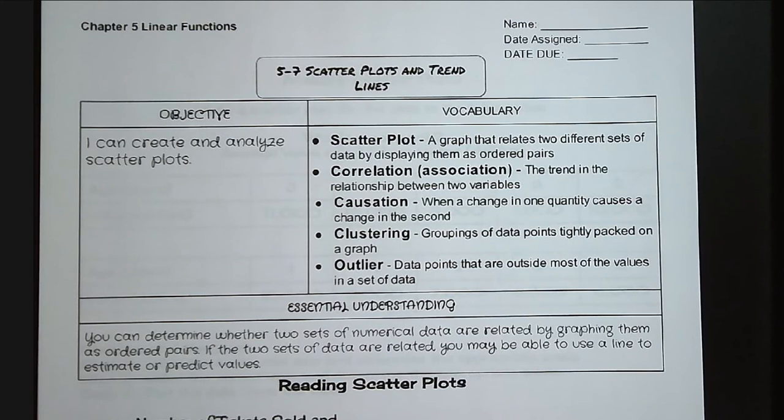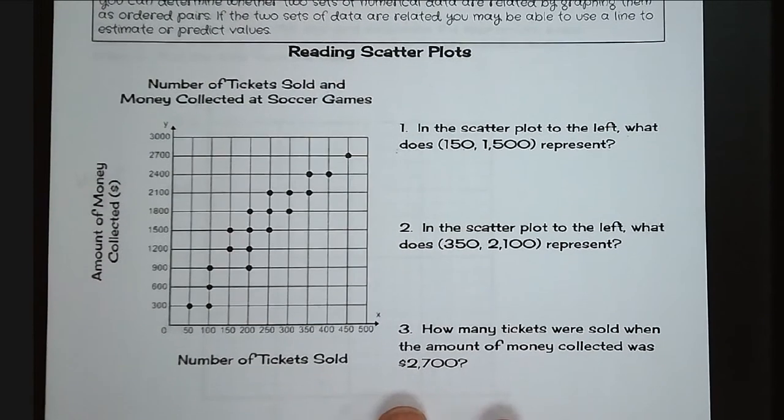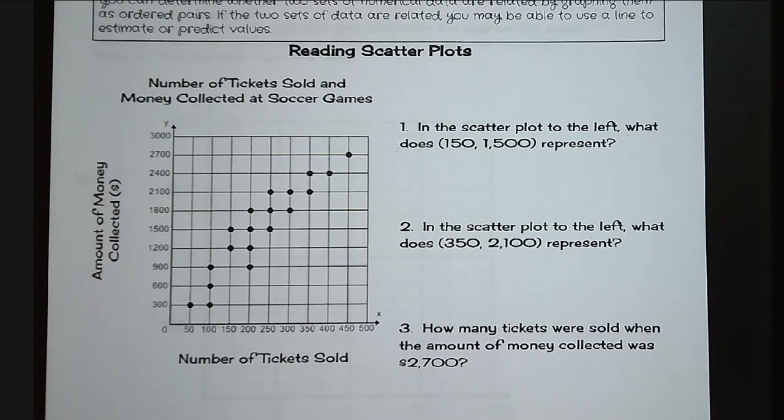Our essential understanding is that you can determine whether two sets of numerical data are related by graphing them as ordered pairs. If the two sets of data are related, you may be able to use a line to estimate or predict their values. So the first thing we're going to do is read these scatter plots.